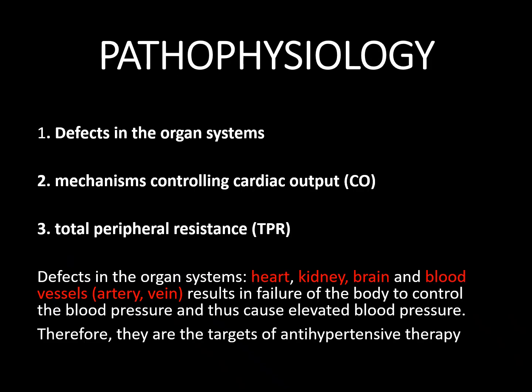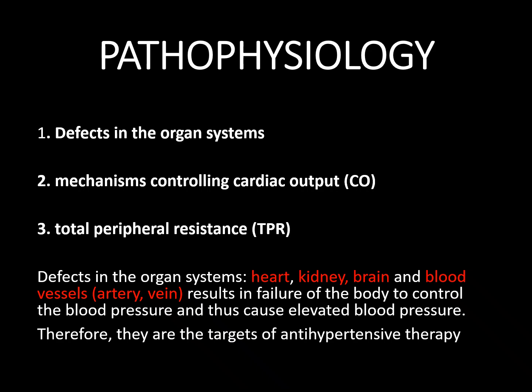Let's look at a brief pathophysiology of hypertension. One, we look at defects in the organ systems, then the mechanism controlling cardiac output, then total peripheral resistance. Hypertension may result from a defect in the organ system which will affect the mechanism controlling cardiac output as well as peripheral resistance. We have defects in organ systems such as the heart, kidney, brain, and the blood vessels.